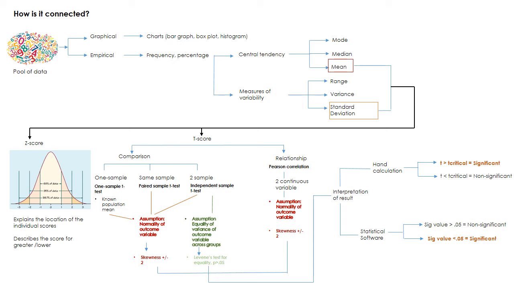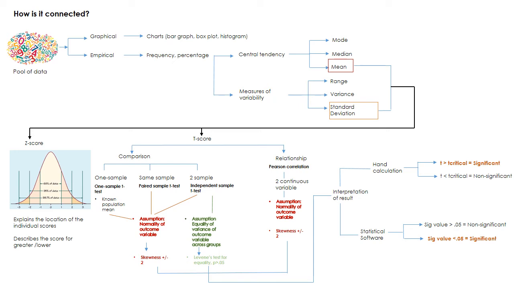So for all these different t-tests, the paired sample t-test, one sample t-test and independent sample t-test, they have one assumption that is common, which is normality. All the outcome variables or dependent variables for these three tests are continuous variables, and you have to check for normality. And how do we check that? Using skewness. It has to be between plus or minus 2, within that particular range.